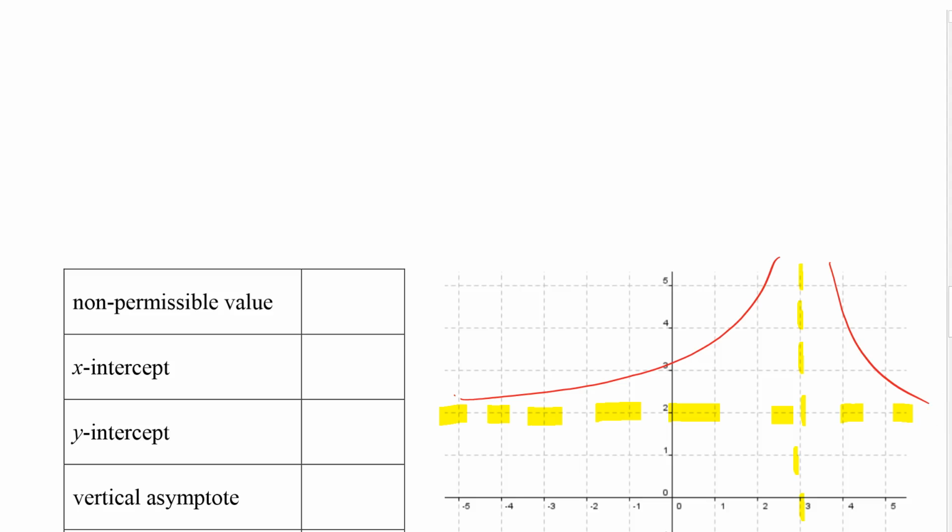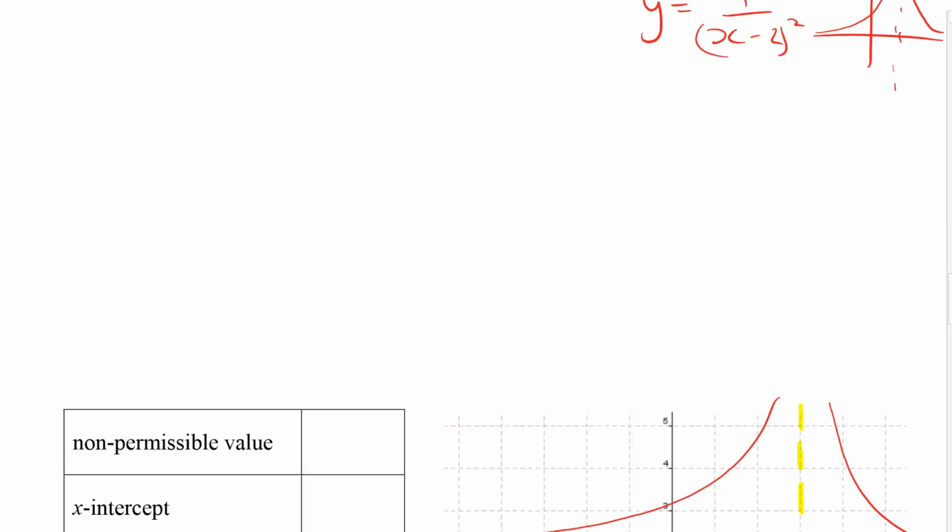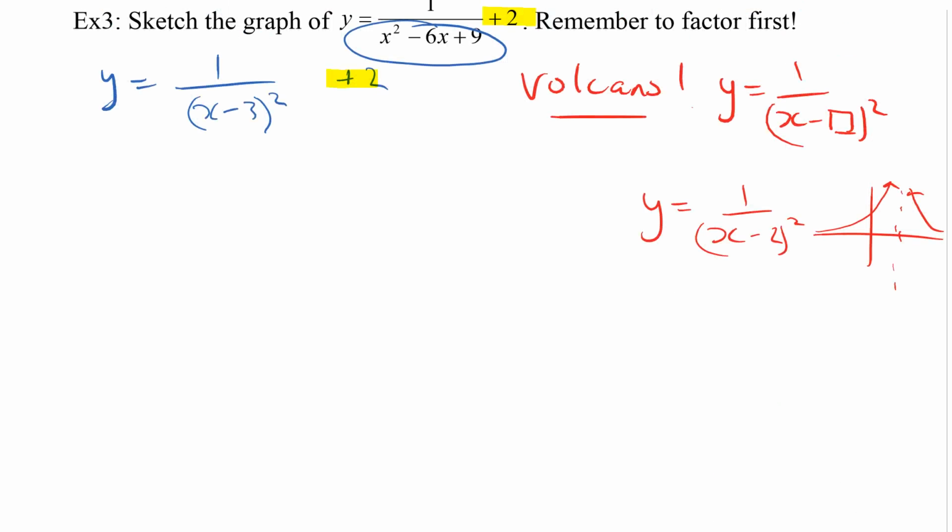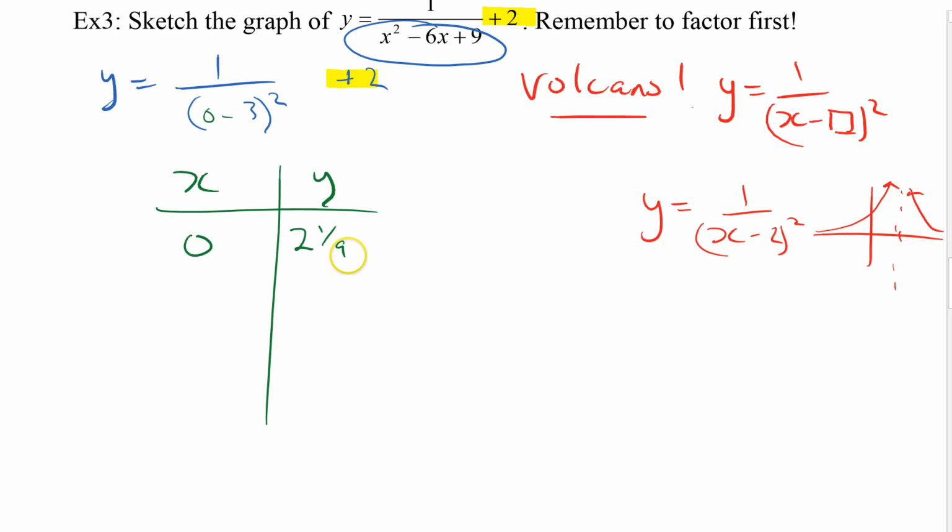But we just need to have a couple of values. So let's make an x and our y table of values and think about what we might get here. So first of all, I guess a 0 would be interesting to find out. So if I put in a 0 over here, it's like putting a 0 in right there. So 1 over, well, negative 3 squared is a ninth, plus 2, so I would get 2 and 1/9.